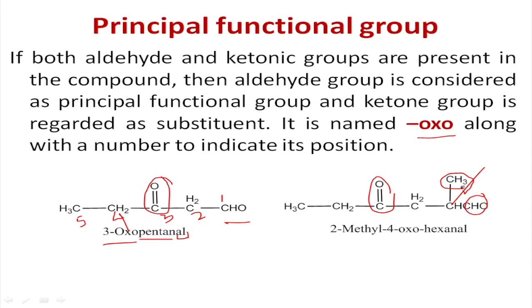Same thing here: a ketone group, a methyl group, and an aldehyde group. The aldehyde is the principal functional group, so numbering starts from the aldehyde: 1, 2, 3, 4, 5, 6. So we write 2-methyl-4-oxo, and with 6 carbon atoms, hexane plus al, it is 2-methyl-4-oxohexanal.